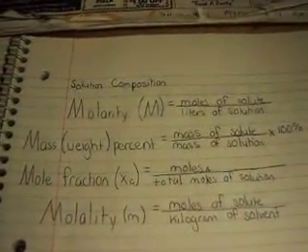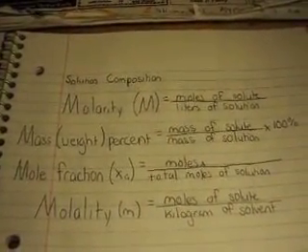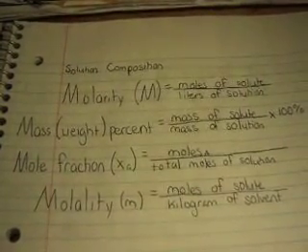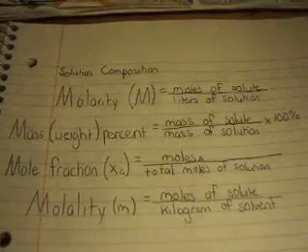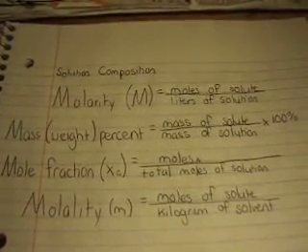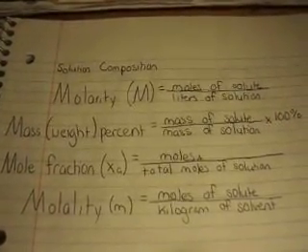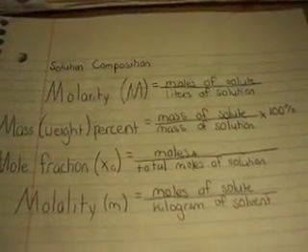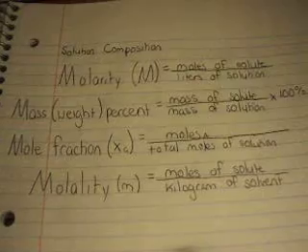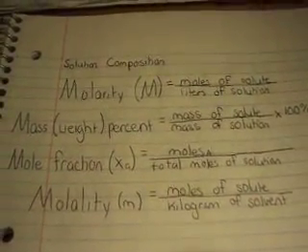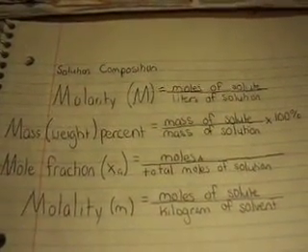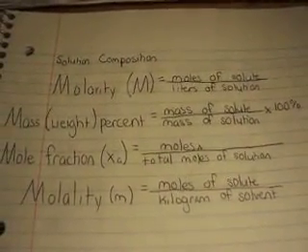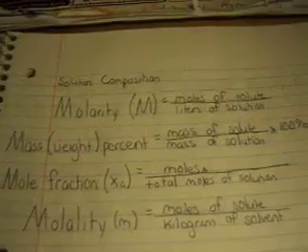I am going to teach you how to do solution compositions: molarity, mass percent, mole fraction, and molality. Molarity is moles of solute per liters of solution. Mass percent is mass of solute per mass of solution times 100%. Mole fraction is moles of whatever you're trying to figure out, divided by total moles of solution. And then molality is the moles of solute per kilograms of solvent.